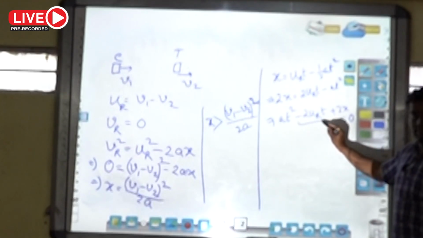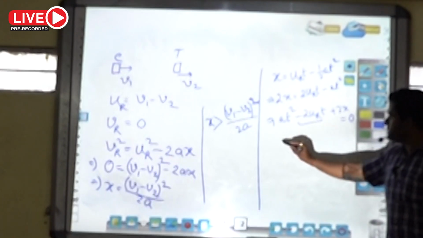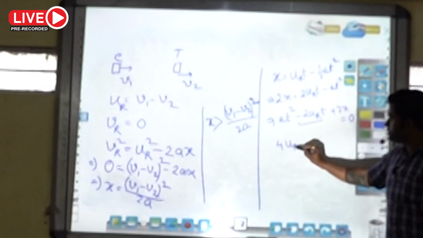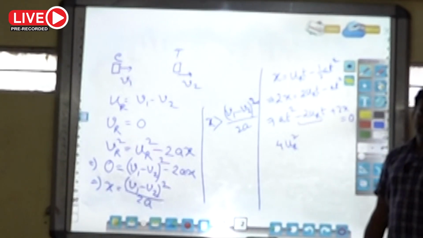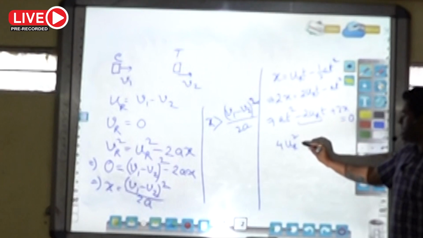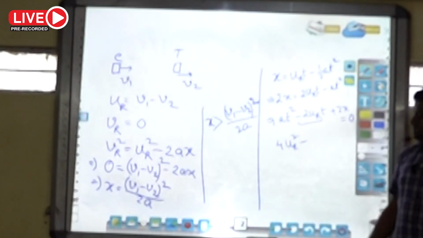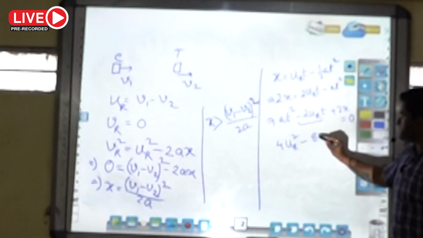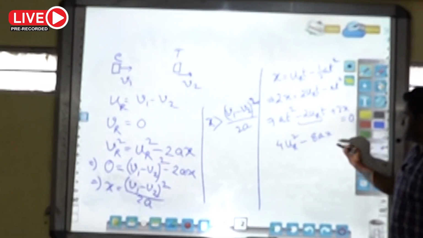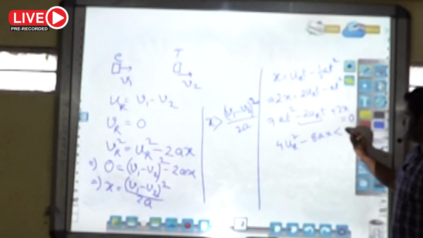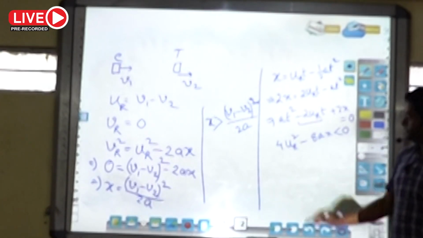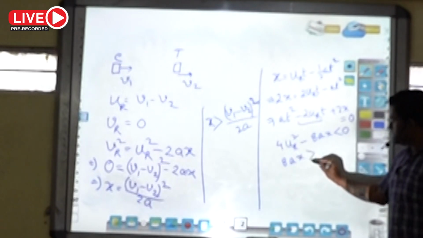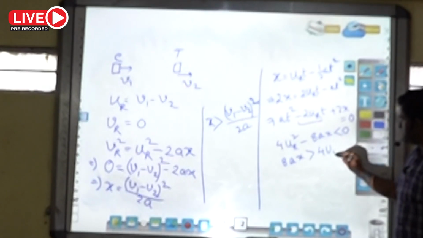This is b, so b square is 4ur square minus 4ac. 4 into a into 2x means 8ax, less than 0. So from this we can write 8ax greater than 4ur square.